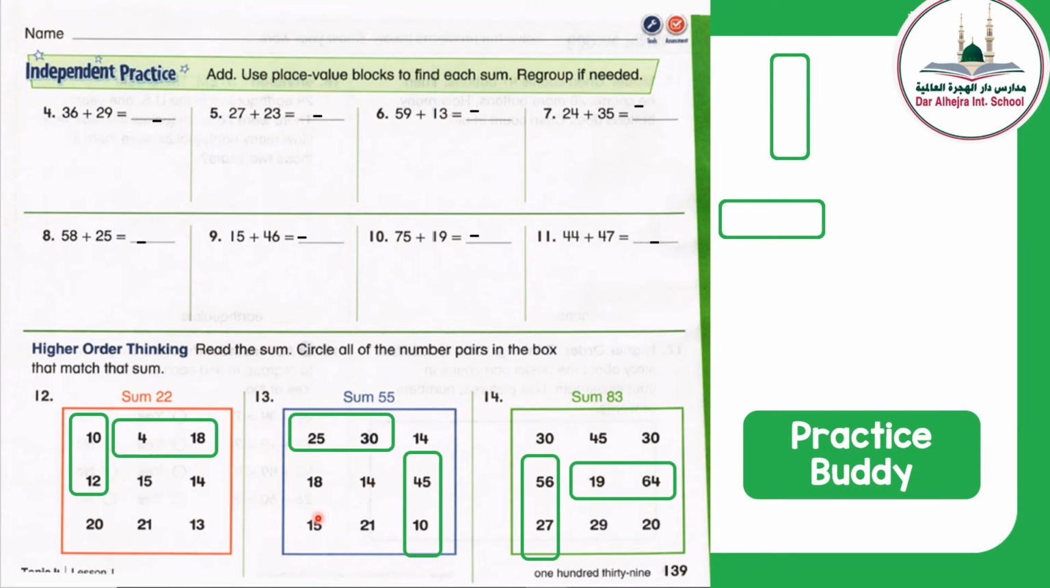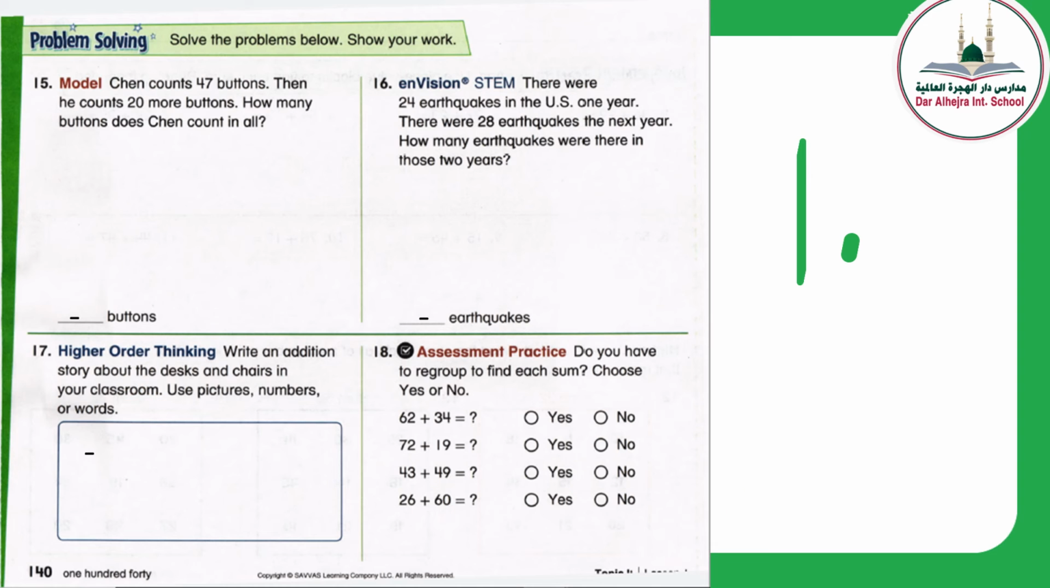After adding all the neighboring numbers, I come to see that here I have got 25 plus 30 that make a sum of 55, and 45 and 10 make a sum of 55. Similarly, these numbers make a sum of 83 in this box. Next comes page number 140.